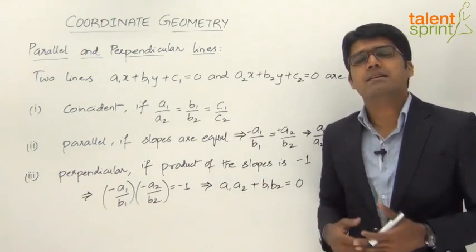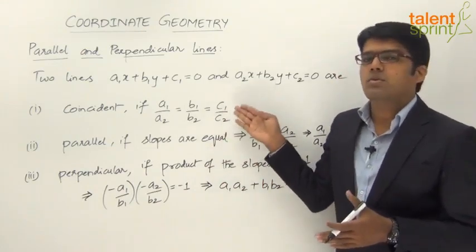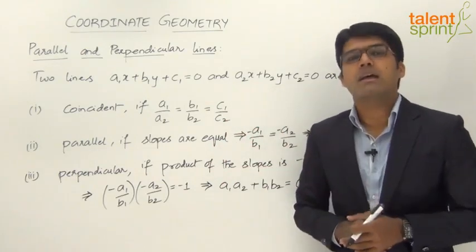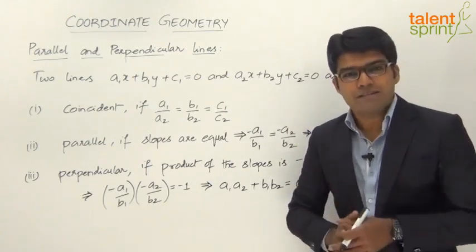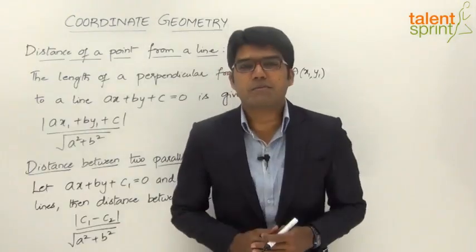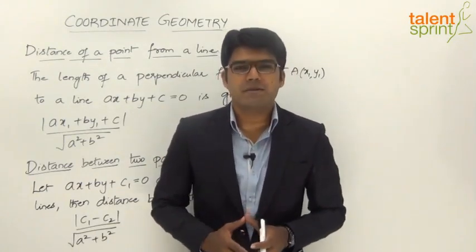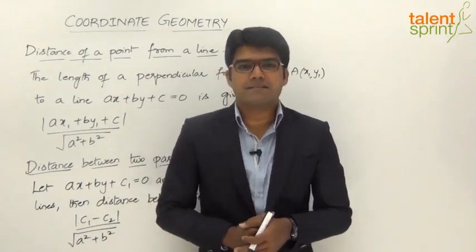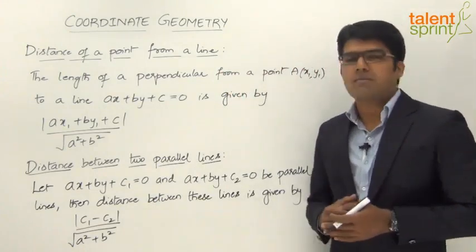So simple points here, the lines are coincident if a1 by a2 equals b1 by b2 equals c1 by c2. Lines are parallel if their slopes are equal, and they are perpendicular if the product of their slopes is equal to minus 1. So before we take up questions based on straight lines, let us also learn how to measure the distance between a point and a straight line and the distance between two parallel lines. So the first one here is the distance of a point from a line.